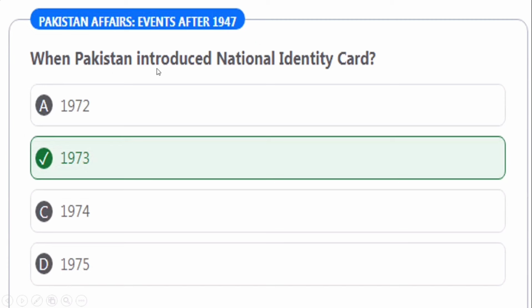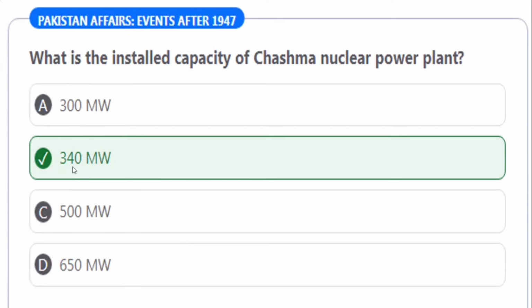When did Pakistan introduce National Identity Card? Right option A, B number 1973. What is the installed capacity of Chashma Nuclear Power Plant? Right option A, B number 340 megawatt.